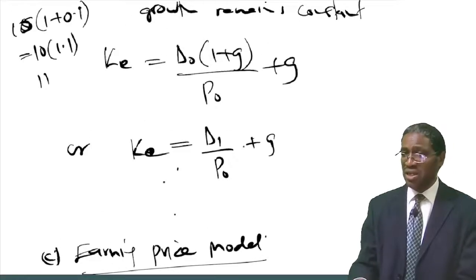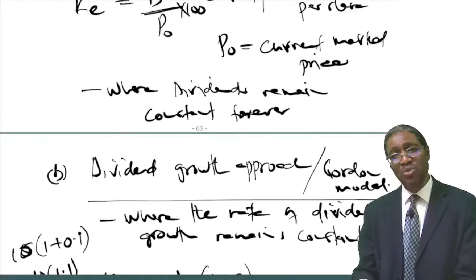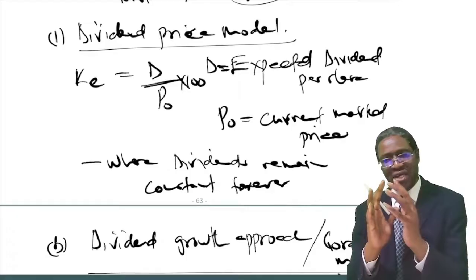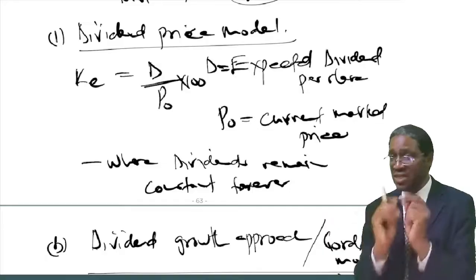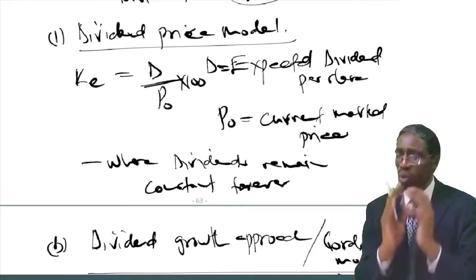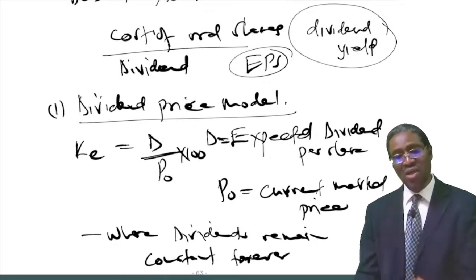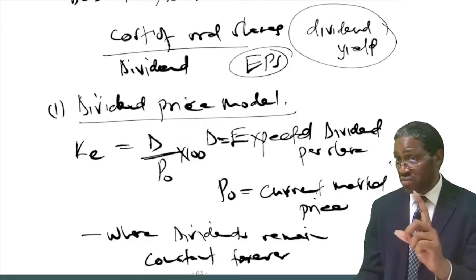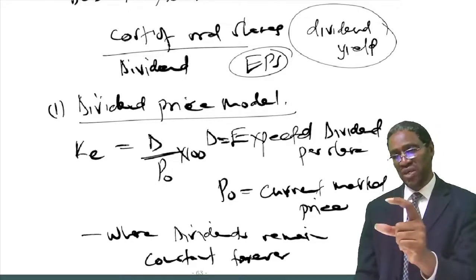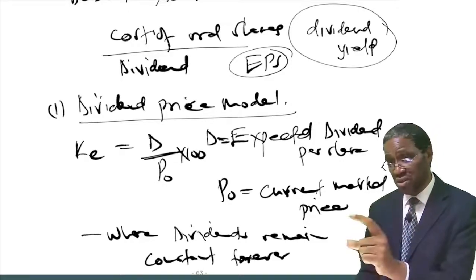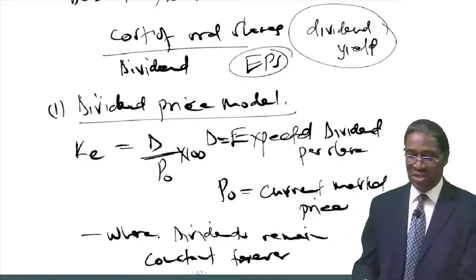I started by discussing how to compute the cost of ordinary shares, and I took the first way, which was the dividend price model. And I said that the price model is used where we expect no growth. In other words, the dividend remains constant forever. That is the dividend price model. Okay? The dividend remains constant forever. Are you there? Good. That's what I said.